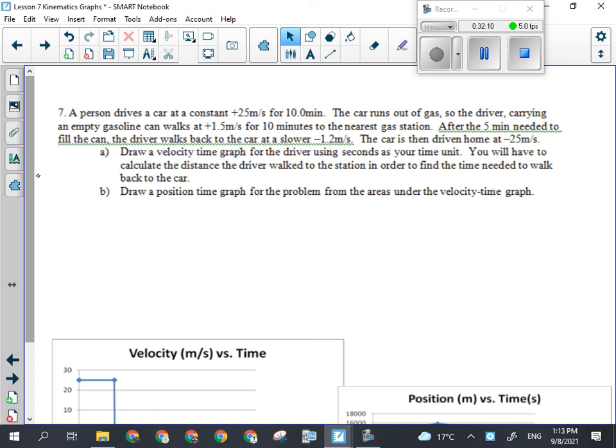My recommendation is that you convert the minutes to seconds. How many seconds in 10 minutes? 600, so it's an easy conversion.